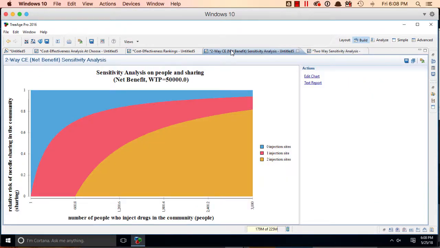So for every point on the graph, TreeAge is calculating a unique net monetary benefit, choosing the best option, and coloring it in there. So that's why you have to have a lot of intervals, because you're going to get those smooth cost functions, but then you do have to change the scale because TreeAge didn't know enough to sort of set the 5 intervals of the scale, even though we said we needed 100 to get that smooth curve.